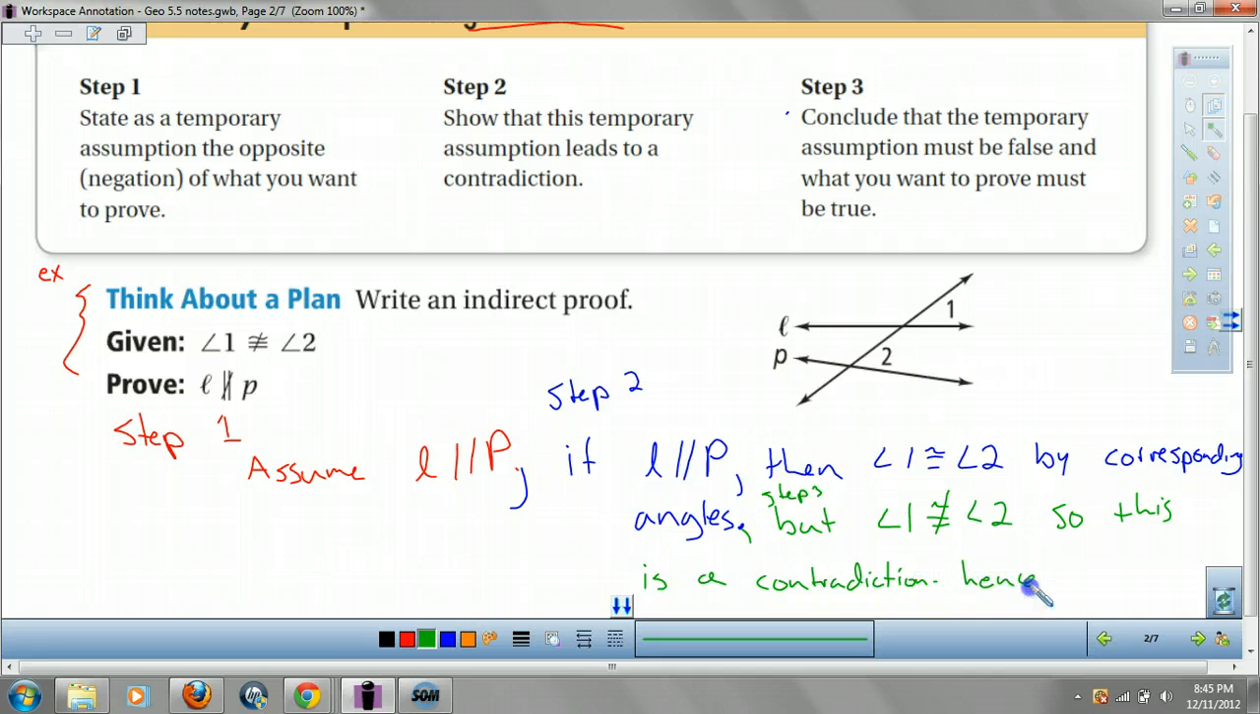Hence, L is not parallel to P. So we assumed L is parallel to P. That means angle 1 has to be congruent to angle 2. But they aren't. That means L can't be parallel to P. Hence, the world is in order. Okay?